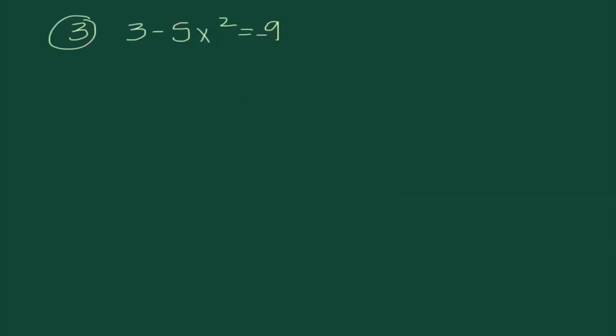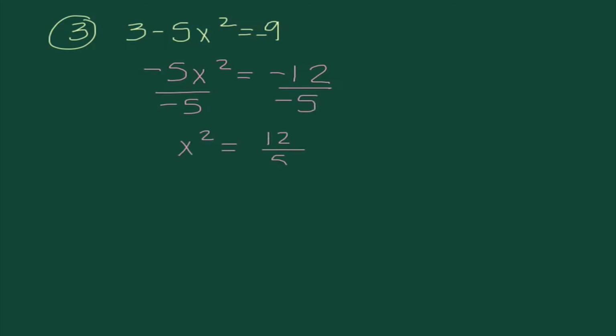Okay, our last example. Once again, I don't have an x term, so I need to isolate whatever's being squared. So I'm going to start by subtracting 3 from both sides. So I get negative 5x squared equals negative 12. I'm going to divide both sides by negative 5. So I get x squared equals 12/5. Those of you that love decimals, you're going to have to do it my way this time because it is really important it's written as a fraction in order for us to simplify this properly.